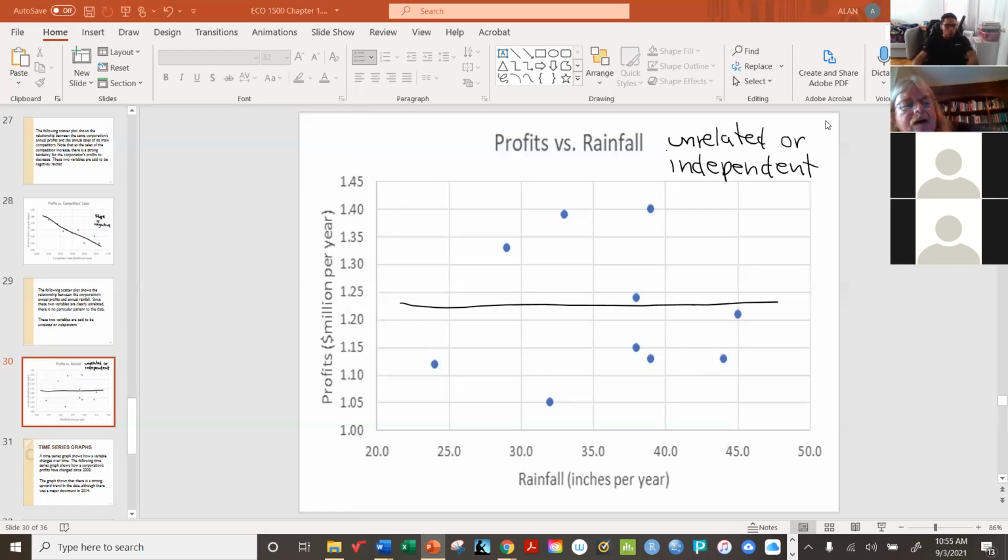Okay. So, all right. Anyway, so scatter plots. Oh, by the way, is anyone here majoring in economics?